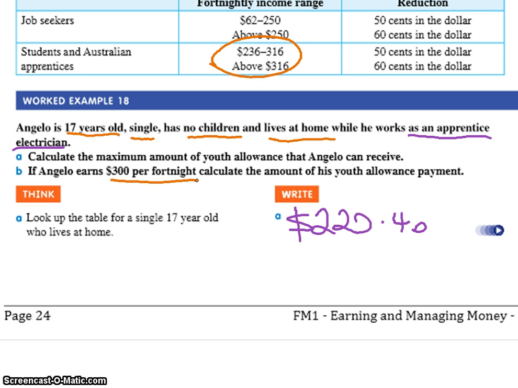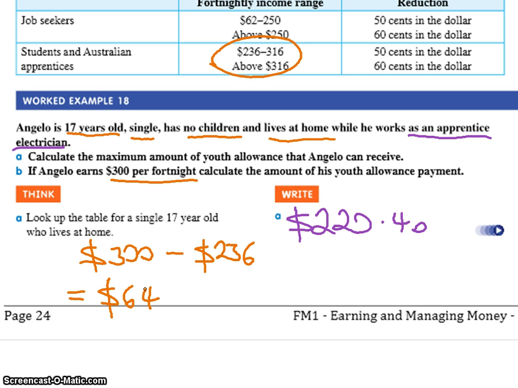Okay, what is the lowest limit, the lower income limit? 236. Alright. He earns more than that. How much more does he earn? We're going to work it out. So let's take his 300 minus 236 from it. So how much more than the lowest income limit does he earn? $64. Okay, he earns $64 more.